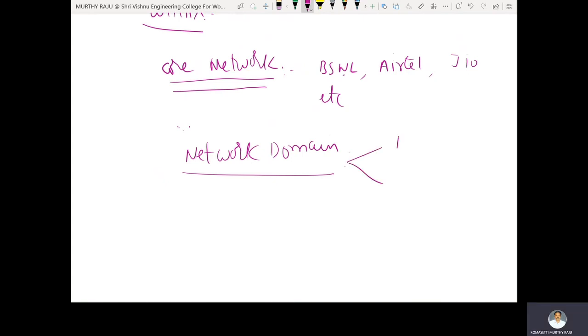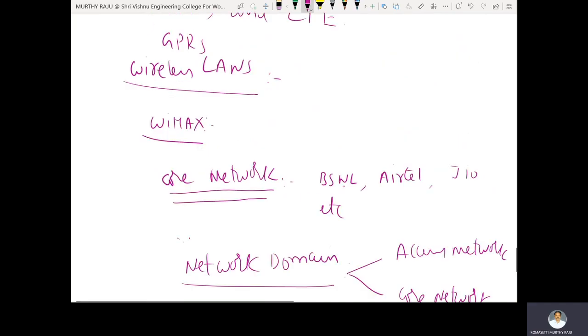Access network and core network. The core network provides services to the subscribers which are connected to the access network.